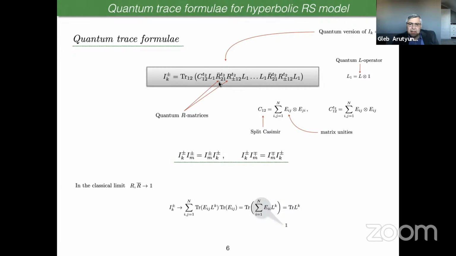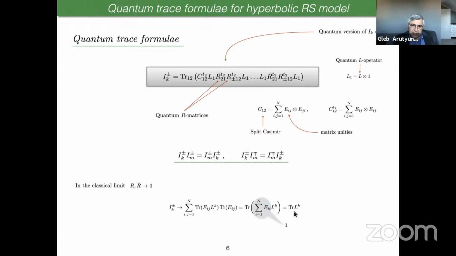And you also see that in between the quantum L operators, there is a pad, which in Russian means prokladka, made out of quantum R matrices, which I will discuss later. Now, due to certain commutation relations between the matrix elements of the quantum L operator, one can show that these integrals commute between themselves, so they form a commutative family. Moreover, in the classical limit, these quantum R matrices tend to 1, and then the whole formula for these two families collapses to the classical integrals.